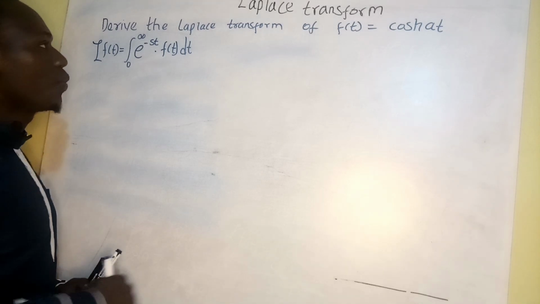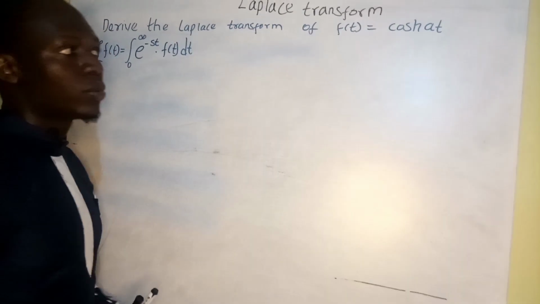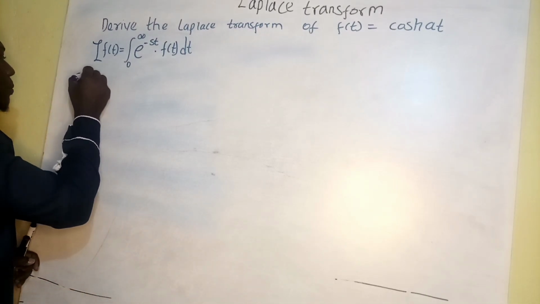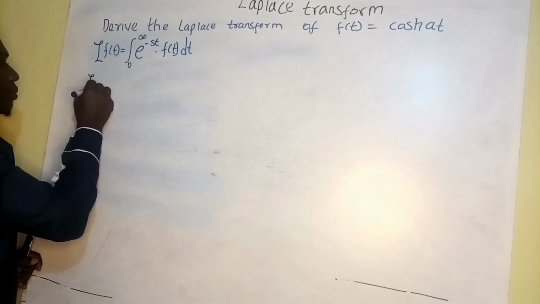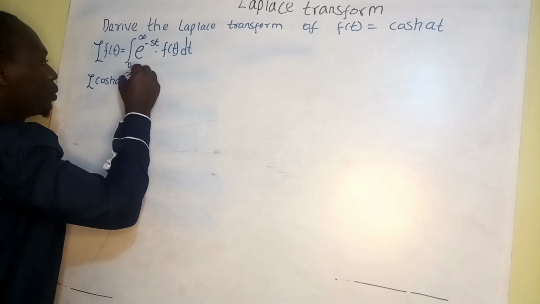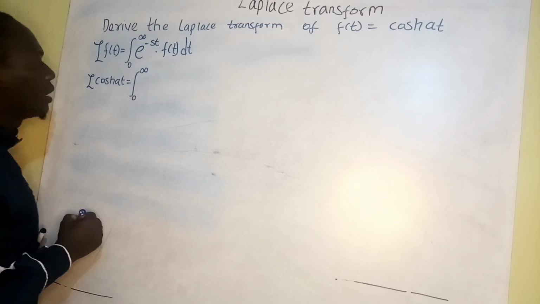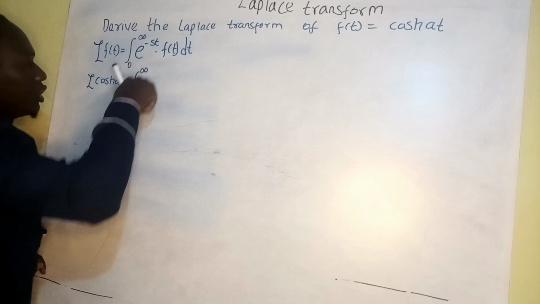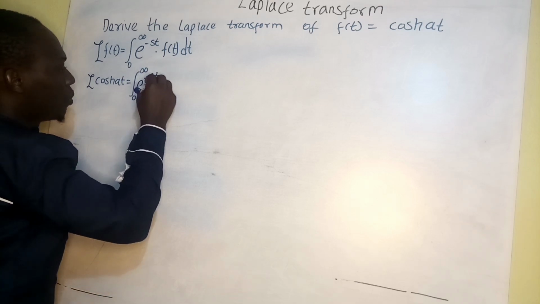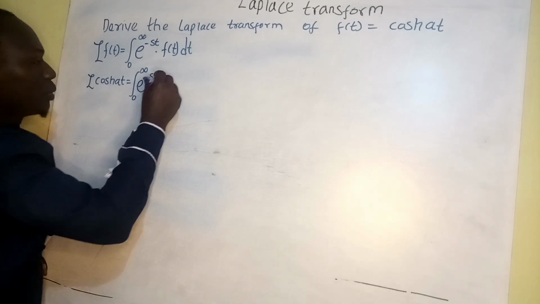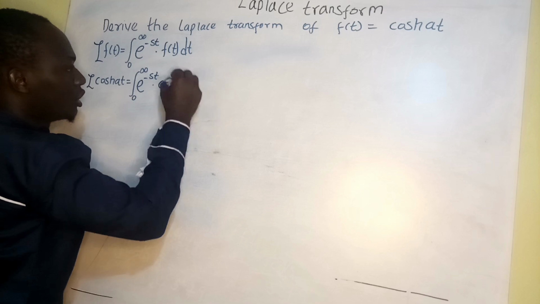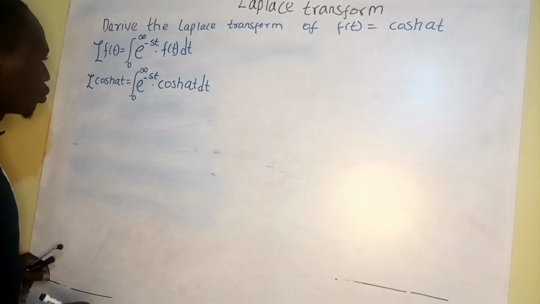In our next step, we understand that our function f of t is equal to cosh at, which means that the Laplace transform of cosh at is going to be equal to the integral from 0 to infinity of exponential negative st multiplied by our function f of t, which is cosh at, and our integration is with respect to dt.